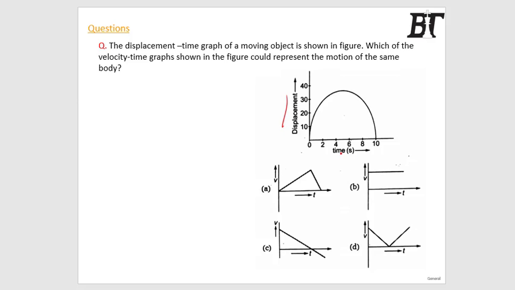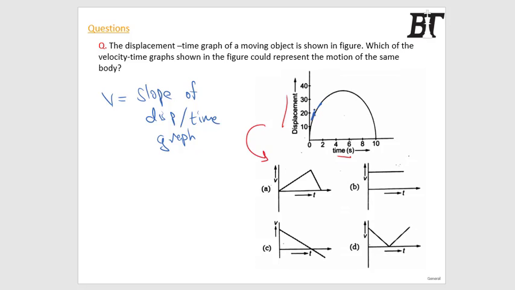A displacement time graph is given and we are supposed to convert it into its corresponding velocity time graph. तो displacement time graph से velocity कैसे आती है? As we have just studied, velocity is the slope of displacement time graph. सही है क्या? Now if we try to calculate the slope, we can see that the slope is positive. Slope अपन कैसे देखते हैं?